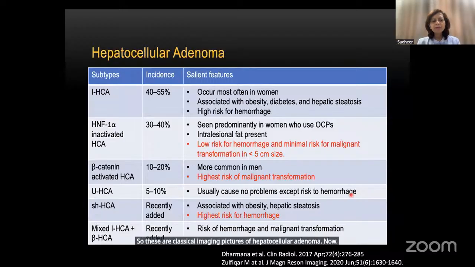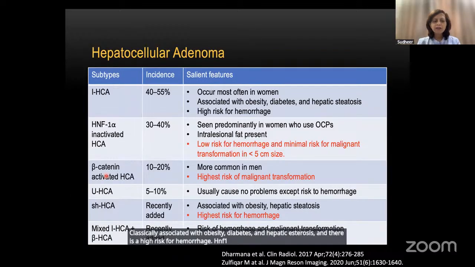Now, adenoma has been classified initially in the 4 categories, and then subsequently 2 more categories were added. Inflammatory is the commonest kind of adenoma, which is classically associated with obesity, diabetes, and hepatic steatosis, and there is a high risk for hemorrhage.